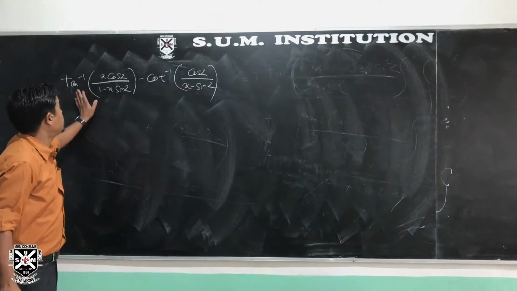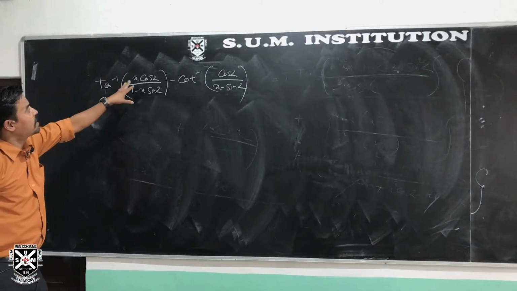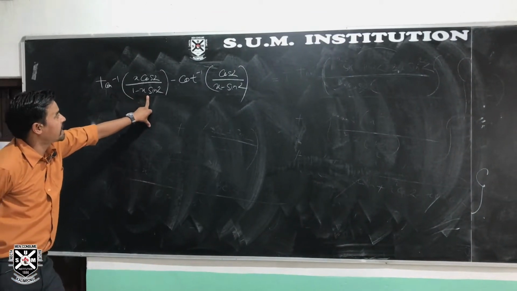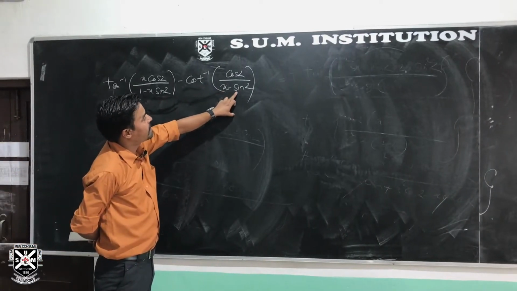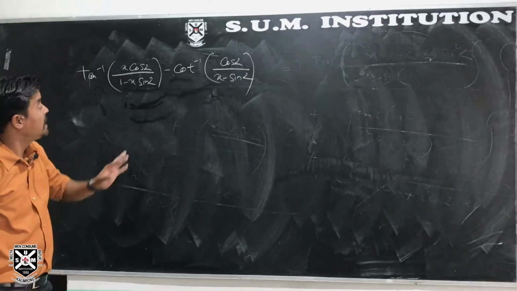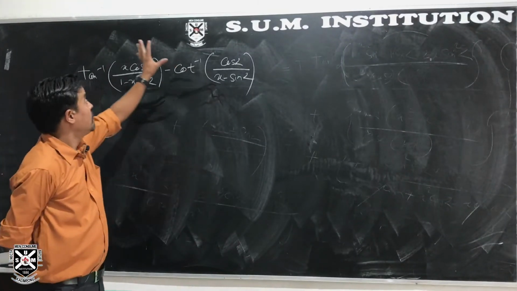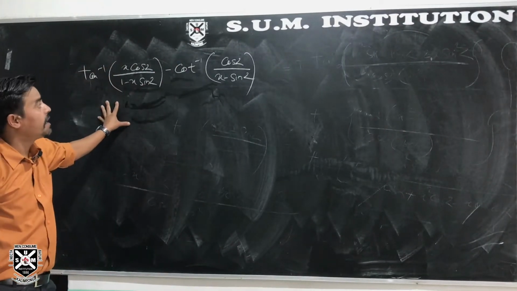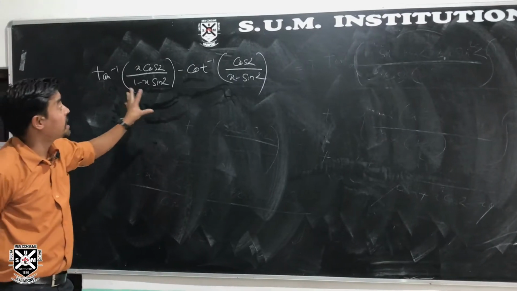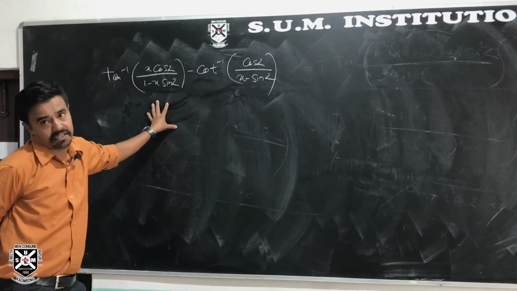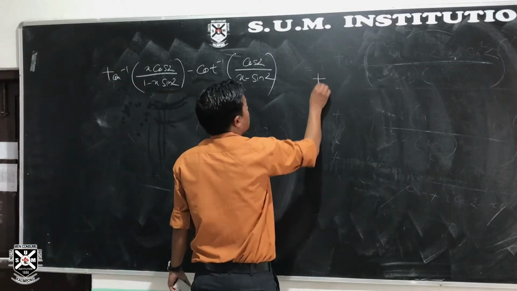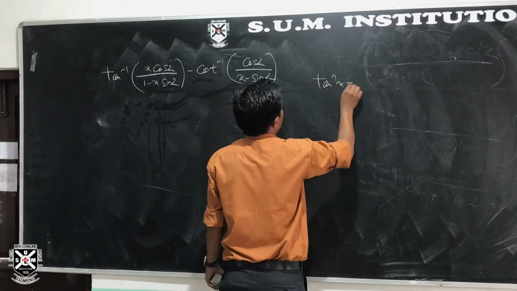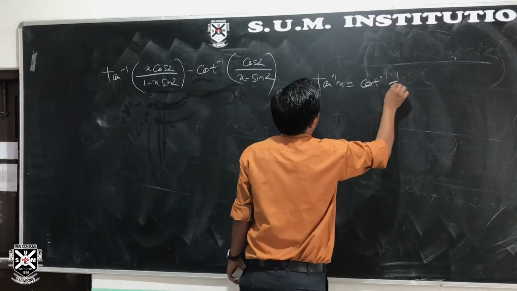Question number 2: prove that tan inverse of x cos alpha upon 1 minus x sin alpha, minus cot inverse of cos alpha upon x minus sin alpha, is independent of x. That is, while solving this expression we have to get free from x. That is, this expression will not have x. So, there is a relation between tan inverse and cot inverse. Tan inverse x is equal to cot inverse 1 by x.